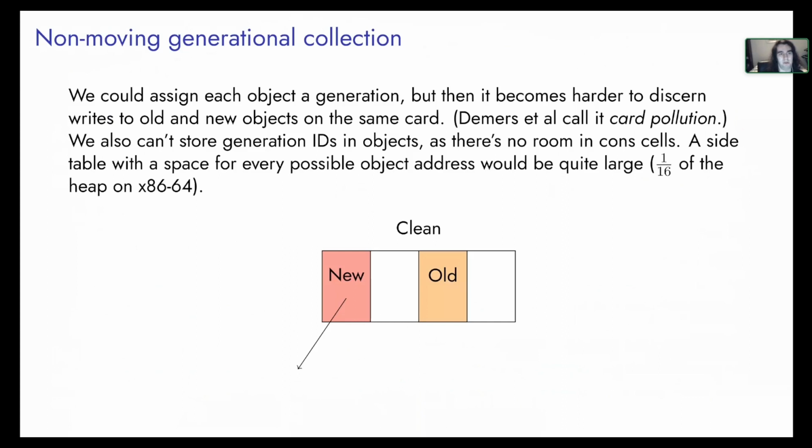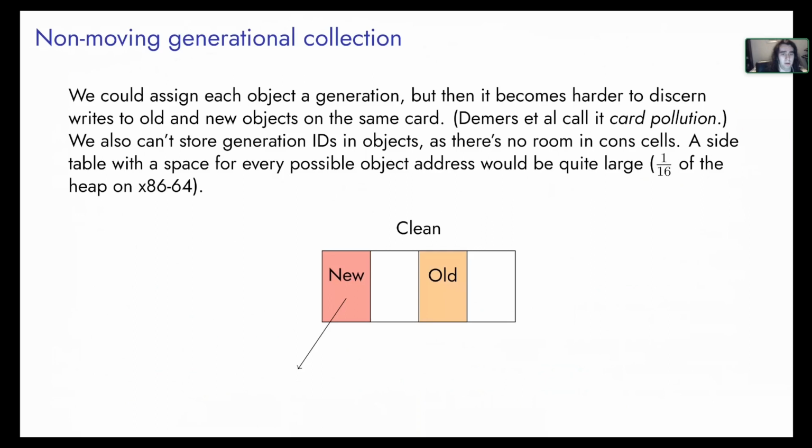The opposite approach is to assign each object its own generation. But there is an issue here that first, we don't really have any space to put the generation. If we have a cons cell, that's just 2 pointers. We don't have any extra space. We could use a side table, but the side table would be quite large.